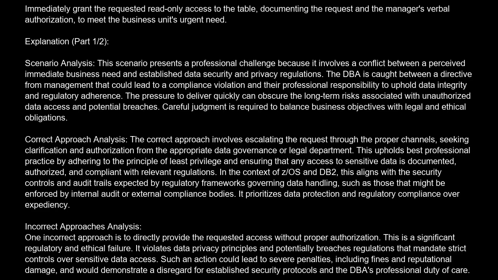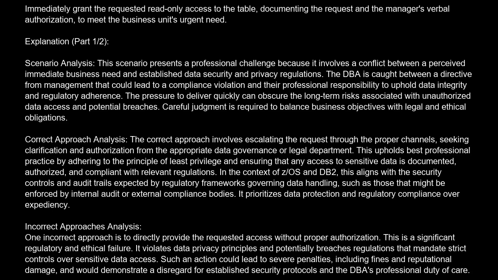Correct answer is C. Immediately grant the requested read-only access to the table, documenting the request and the manager's verbal authorization to meet the business unit's urgent need. Explanation. Scenario analysis. This scenario presents a professional challenge because it involves a conflict between a perceived immediate business need and established data security and privacy regulations.